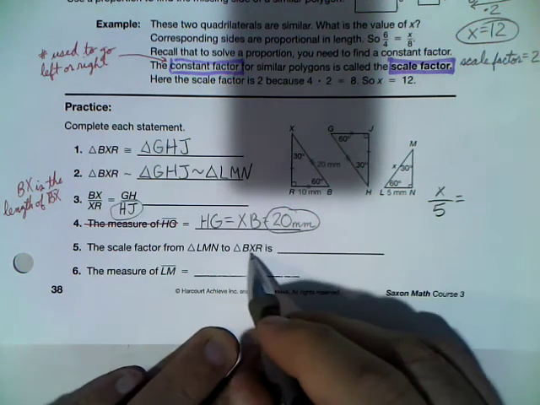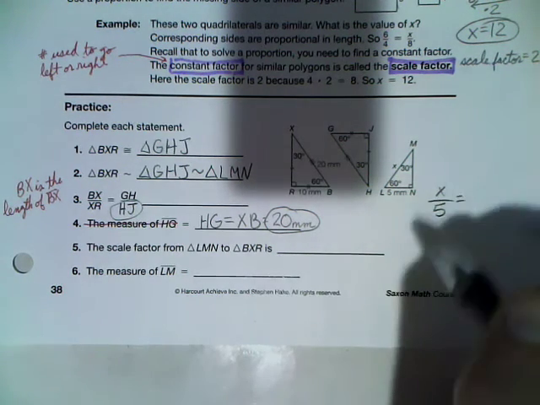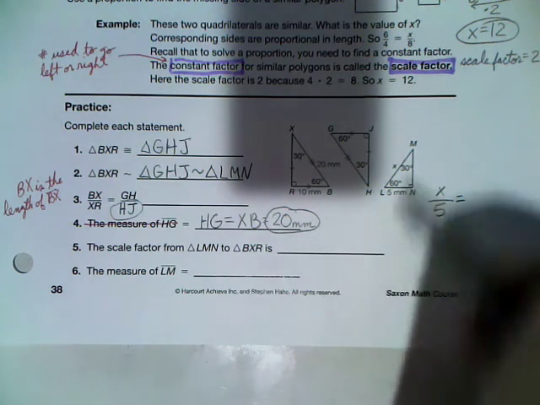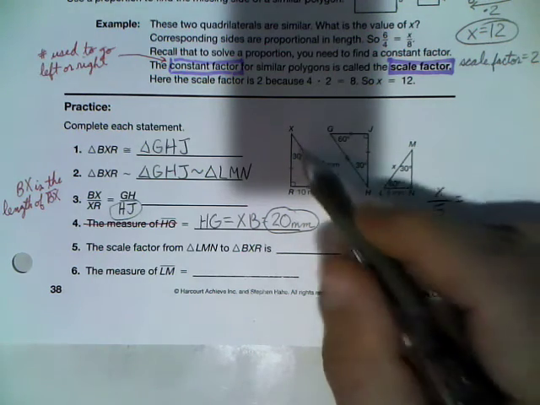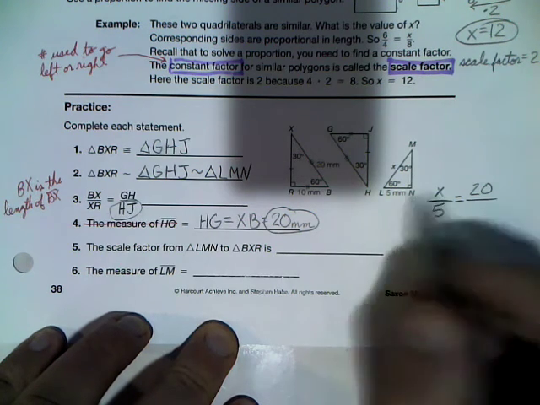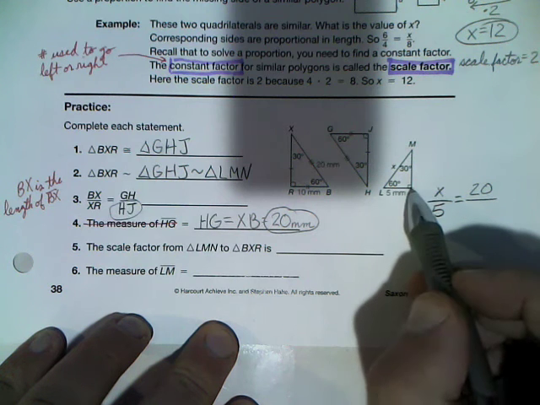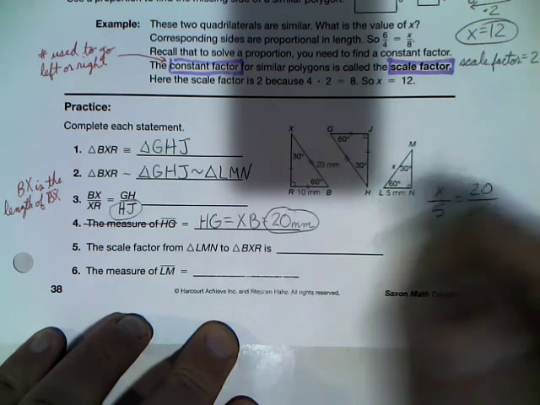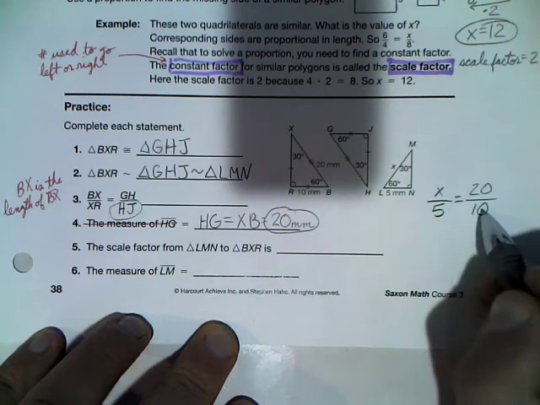So now triangle BXR, I need to compare these. So X is the hypotenuse, it must match up with this hypotenuse, which is 20 millimeters. The 5 millimeters is the leg that goes from the 60 degrees to the right angle. So 60 degrees to the right angle here is 10 millimeters. So x corresponds to 20, 5 corresponds to 10.